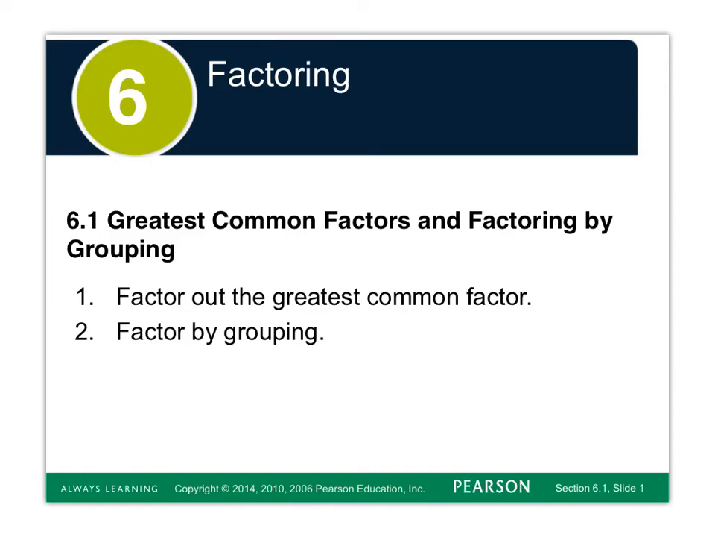Let's begin Chapter 6 on factoring. Remember to print out the corresponding lesson pages so that you can follow along and work through the problems as you're viewing the videos. In Section 6.1, our objectives are to factor out the greatest common factor and factor by grouping.